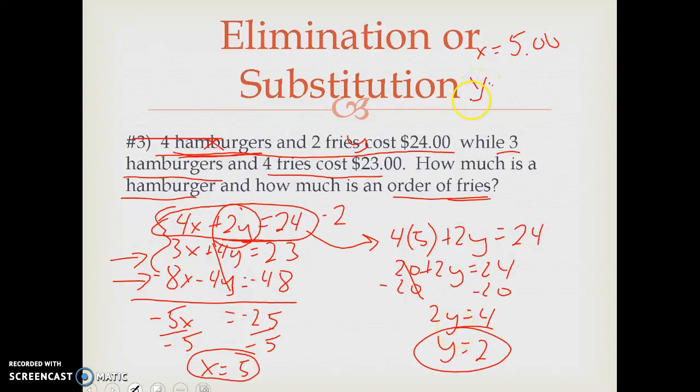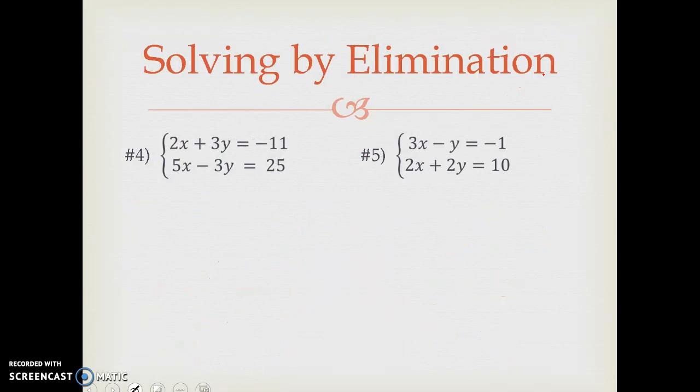So that means that y, which is the cost of an order of fries, is $2. So it's $5 for a hamburger and $2 for the order of fries. All right, let's take a look at these two situations here.